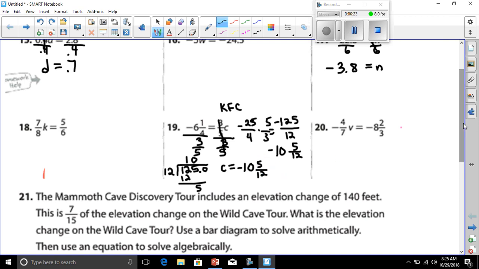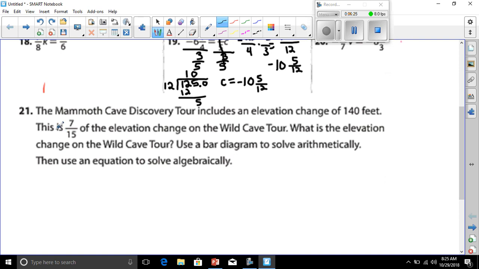All right, let's go to number 21 and finish this off. The Mammoth Cave Discovery Tour includes an elevation change of 140 feet. This is 7/15 of the elevation change on the Wild Cave Tour. All right, what is the elevation change on the Wild Cave Tour? Use the bar diagram to solve arithmetically.